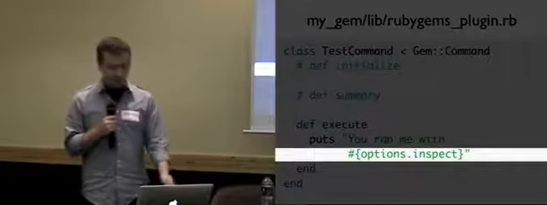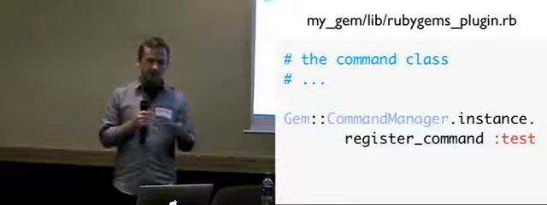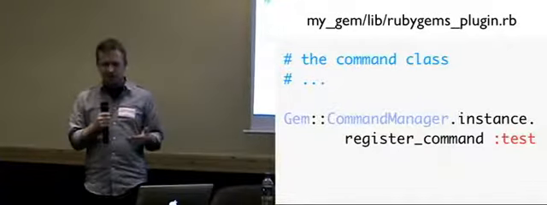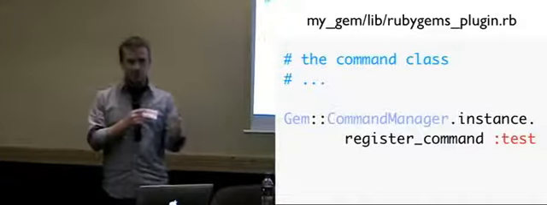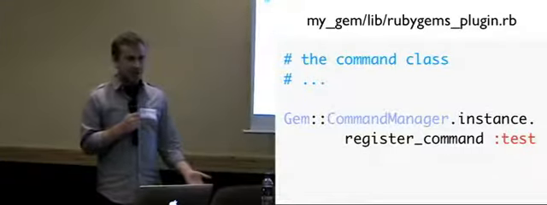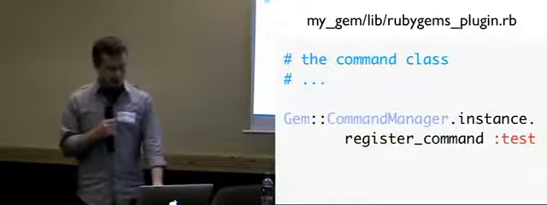And that's basically it. The only other thing you need to do is register it with RubyGems. So at the bottom of that file, you do Gem::CommandManager.instance.register_command :test. So it's the name that it's going to be used to call. And it's that simple to own a piece of RubyGems to write your own commands.